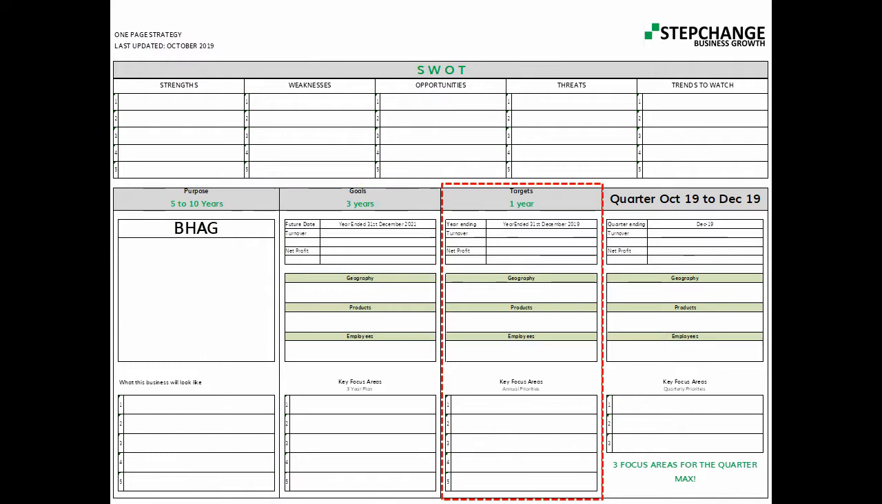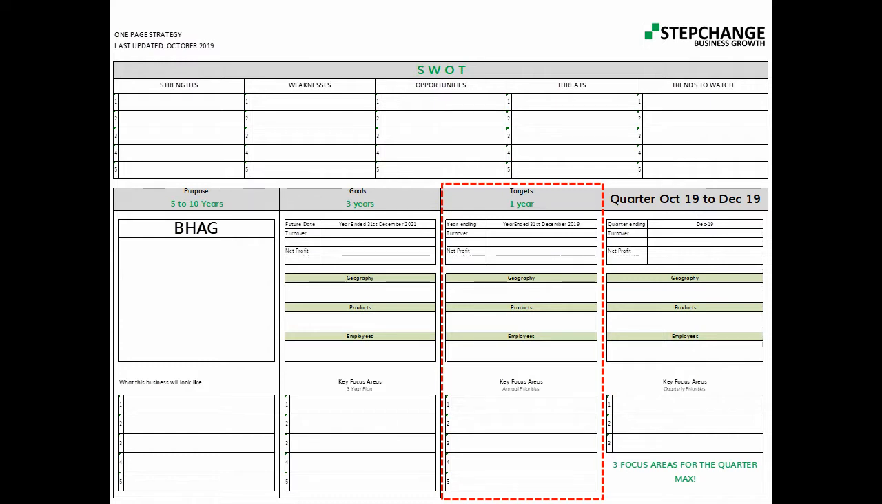The next column is what we're doing over the coming year. So we're really moving into operational territory here, with an operational budget, turnover and net profit at the top. The geography we expect to be tackling during that period, the areas we are growing, the products and services we're expecting to release, and the number and type of employees we will be putting in place during this year. And also highlighting the key focus areas, the annual priorities that we must hit during this year. And these annual priorities will filter down into our operational KPIs and our operational budget.